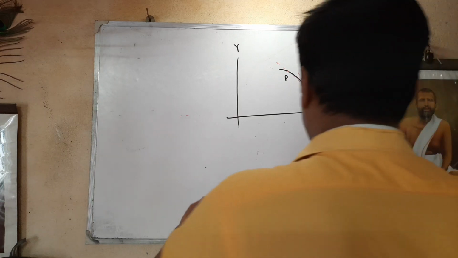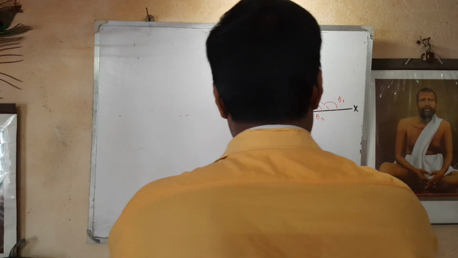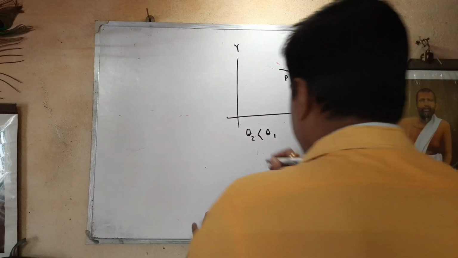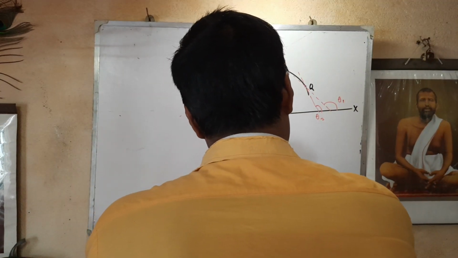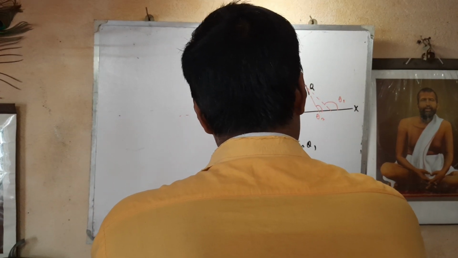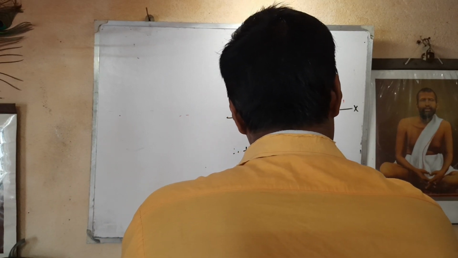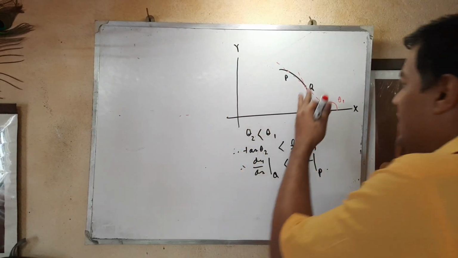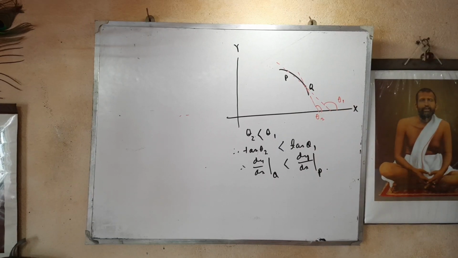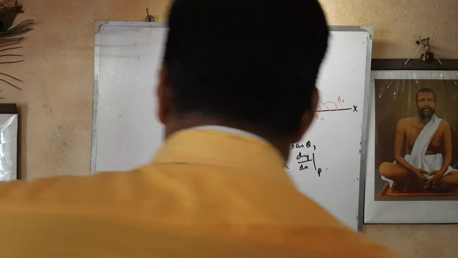Like the previous case, here also theta 2 is less than theta 1, or tan theta 2 is less than tan theta 1. So dy/dx at Q is less than dy/dx at P. So it is also the case where the slope is gradually decreasing.